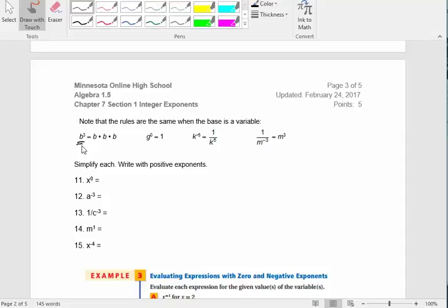So that's like number 13. We have 1 over c to the third. Oh, it's c to the negative third. To make that positive, you can bring it up, and now you just have c to the third.